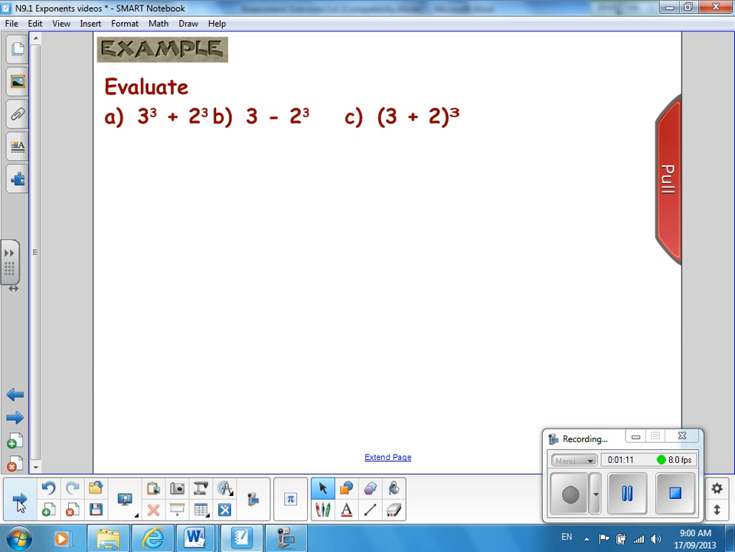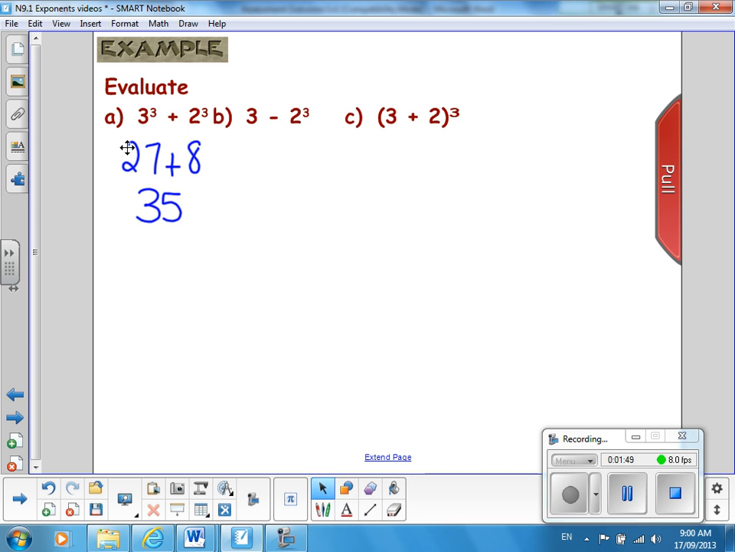So let's evaluate the following here. The first one is 3 cubed plus 2 cubed. So if we're going through BEDMAS, we start with B. There are no brackets. Next we do E as exponents. We do have some exponents, so let's evaluate. 3 to the exponent 3 means 3 times 3 times 3, which is 27. 2 to the exponent 3 means 2 times 2 times 2, which is 8. All we have left is one operation, which is addition, so we add it up and we get 35.